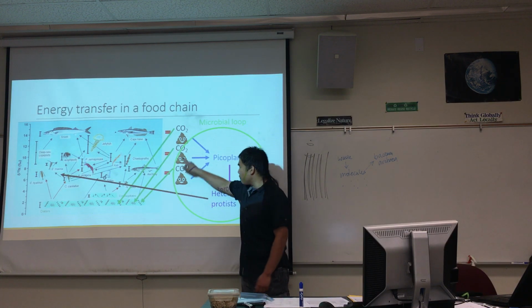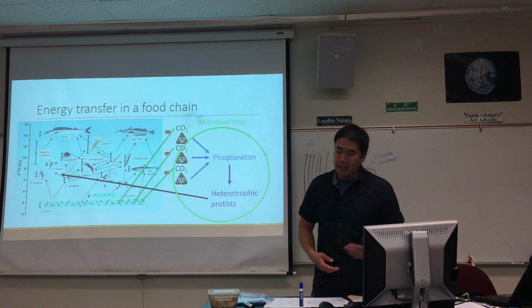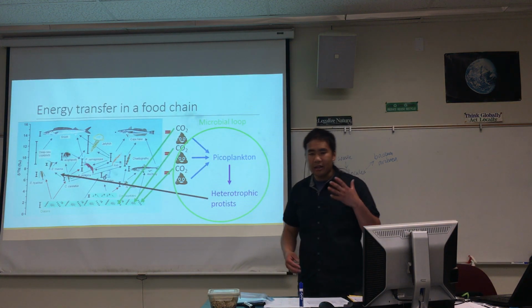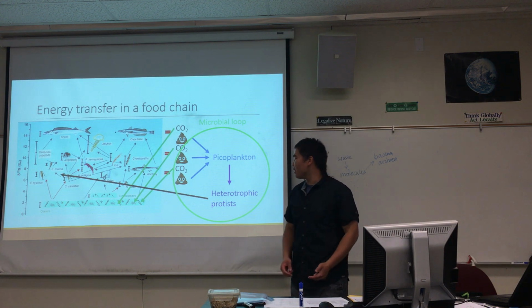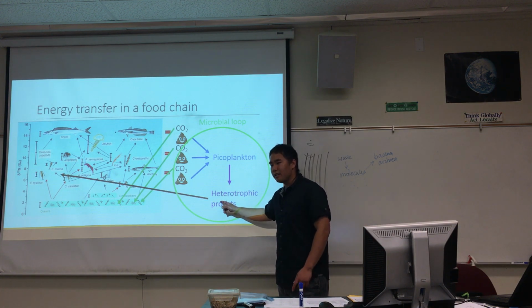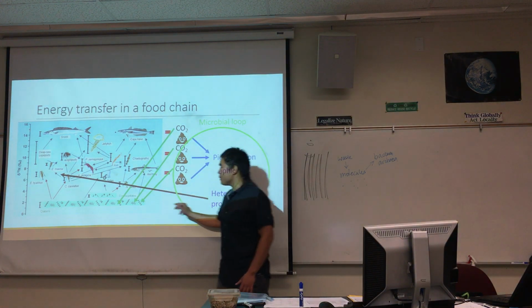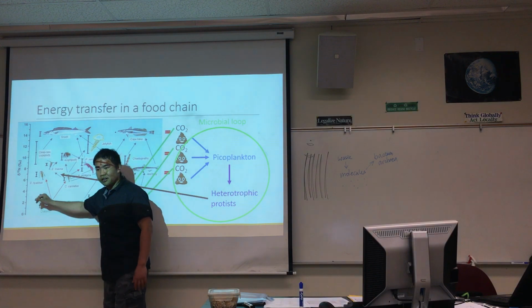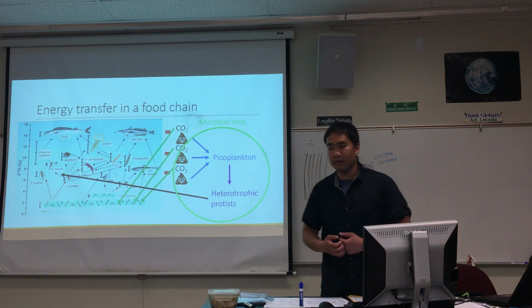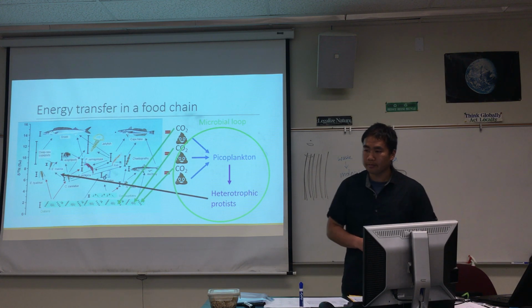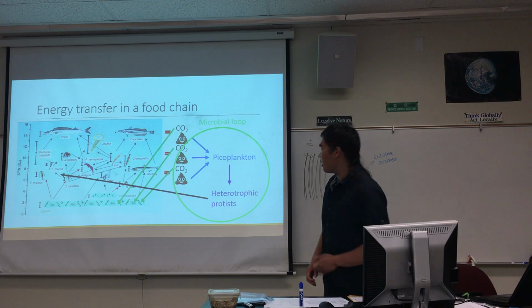Because DOM is really small, so you need something really small to eat it, bacteria. But then bacteria are small, so you need something else that's slightly bigger but also small to eat it, heterotrophic protists. And then you need, no, you don't need anything else. Heterotrophic protists are big enough to be eaten by the zooplankton here, and now we're good. Energy gets returned back to the food web. Okay? So yeah, there you go. That's the microbial loop, and this is really important.